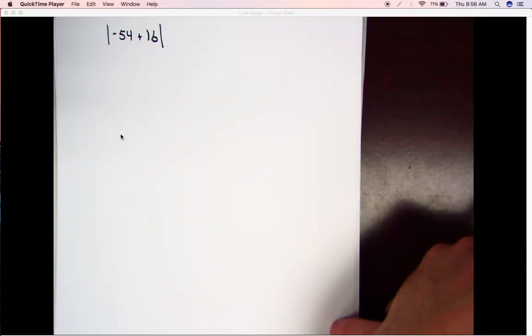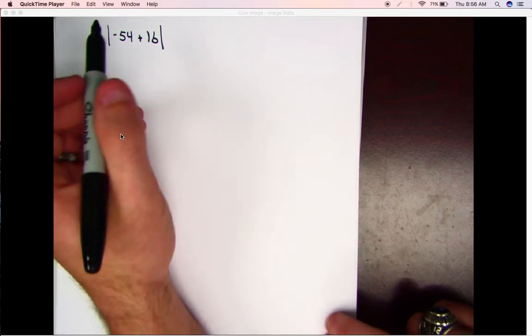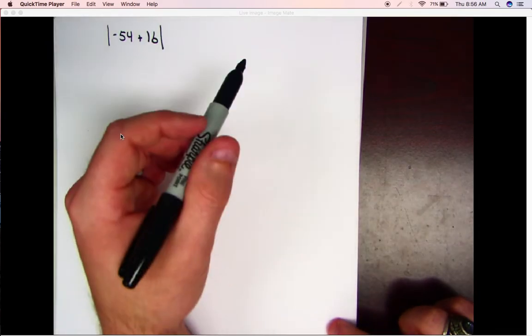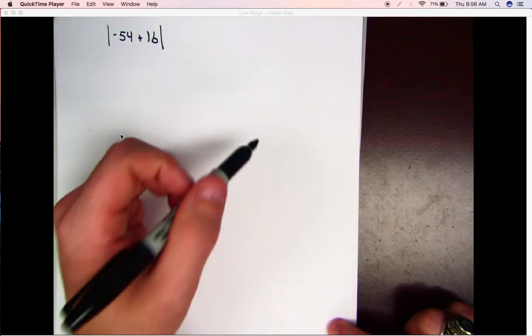So what we have to look at is negative 54 plus 16. So we have two numbers with different signs. If you have two numbers with different signs, you're going to be subtracting the two numbers. So we're going to do this like we did maybe way back when, doing the old-fashioned subtraction by hand. Regardless of the signs, we always have the larger number on top and the smaller number on the bottom. So in this particular case, we would have 54 on top minus 16.